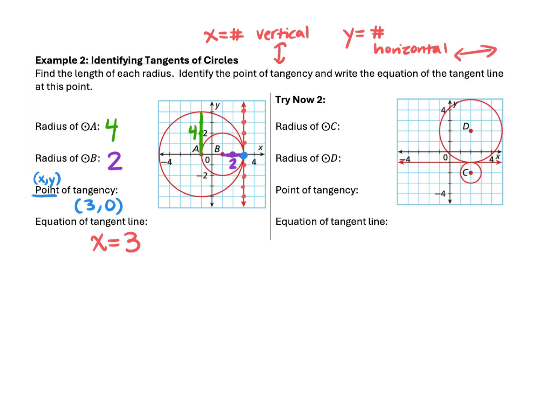So using that information, go ahead and try the try now on your own. Please pause your video. Here is your solution. The point of tangency is the ordered pair (2, -1). And then because the tangent line is a horizontal line, it needs to be y equals, because every point on this line has the same y value of -1. The x can be anything, but the y value has to equal -1.